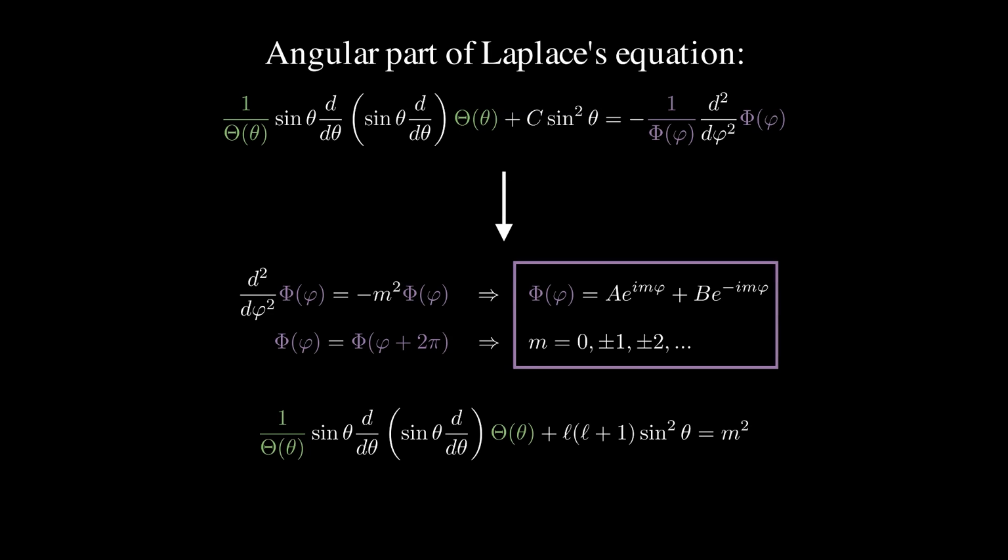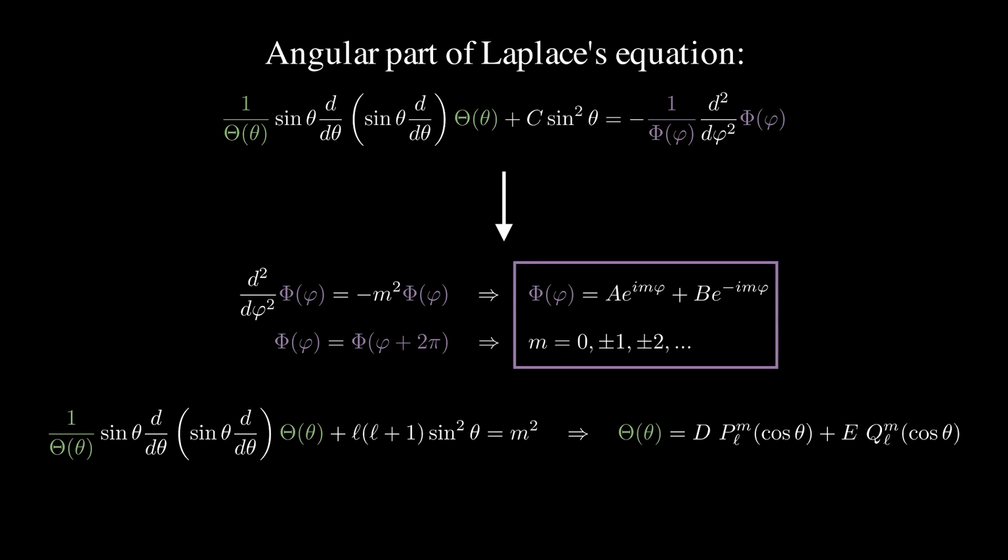This equation can be solved with a power series ansatz, and the solutions are the so-called associated Legendre functions of the first and second kind. One can show that the solutions are finite, unique, and continuous only if L is an integer greater than or equal to 0, if the absolute value of M is less than or equal to L, and if we only consider associated Legendre functions of the first kind.